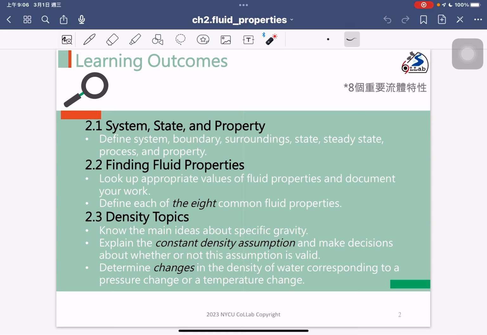Okay? So when we are solving the problem, I will tell you some important ideas, including the constant density assumption. And then I will teach you how density changes, especially for water, corresponding to pressure changes or temperature changes.